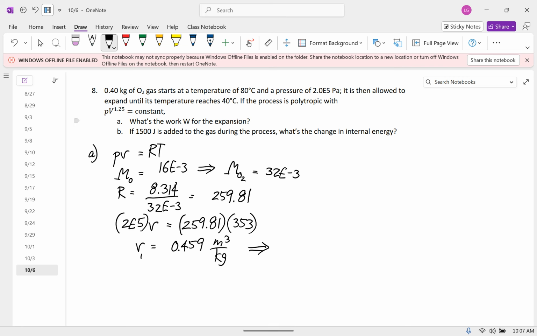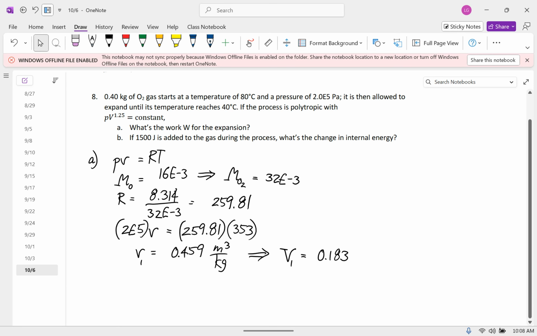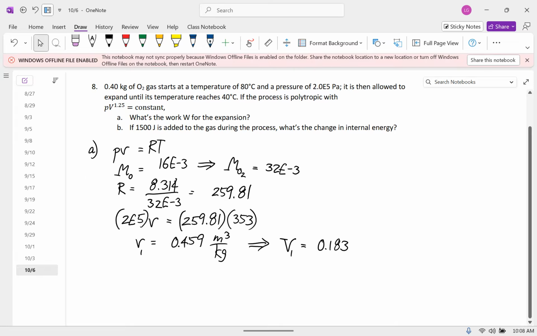If the first thing we're trying to figure out is the work of expansion, we know we're going to try to do this integral with respect to true volume. And so I want the true volume, not just this specific volume. So the true volume is this times 0.4, which is 0.183. And it's allowed to expand.